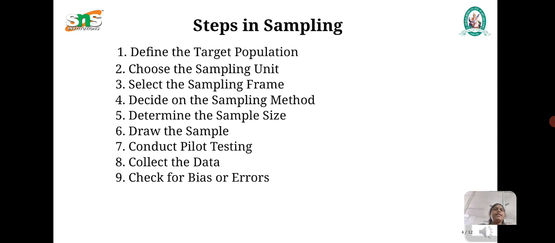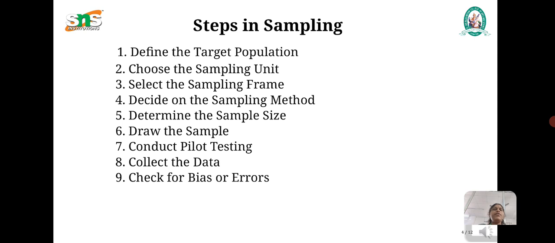We have to design exactly and choose a sampling unit. Then only we can come out with the conclusion about the purpose of the study. Next one is selecting the sampling frame. Like earlier we saw what the sample design is. In that sample design, what we are going to apply and how we are going to apply, everything we will decide in the sampling frame.